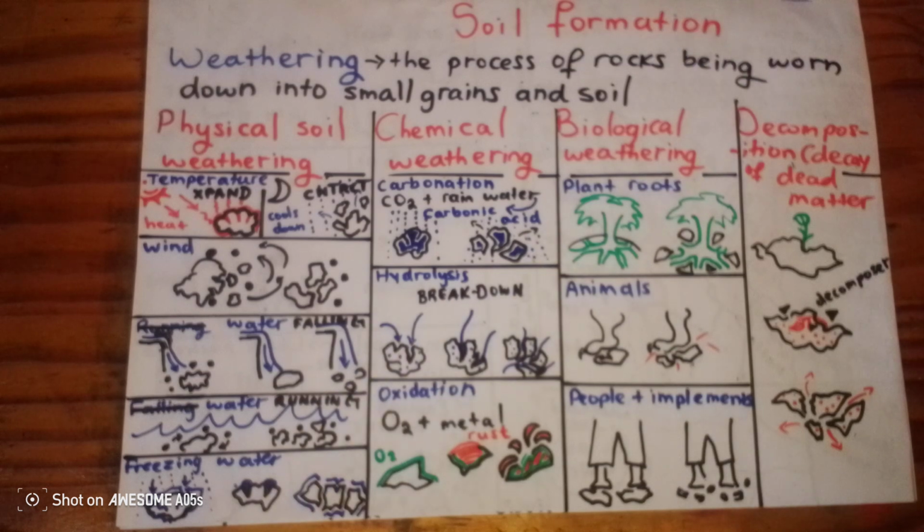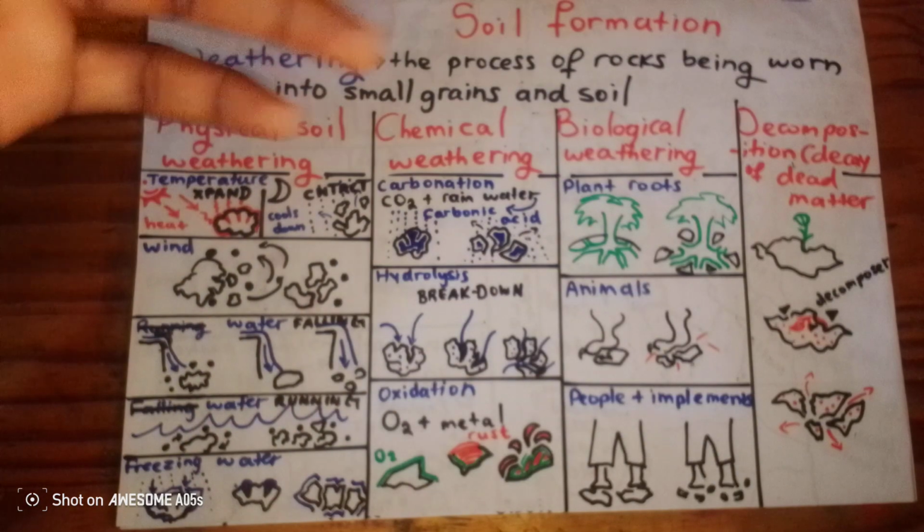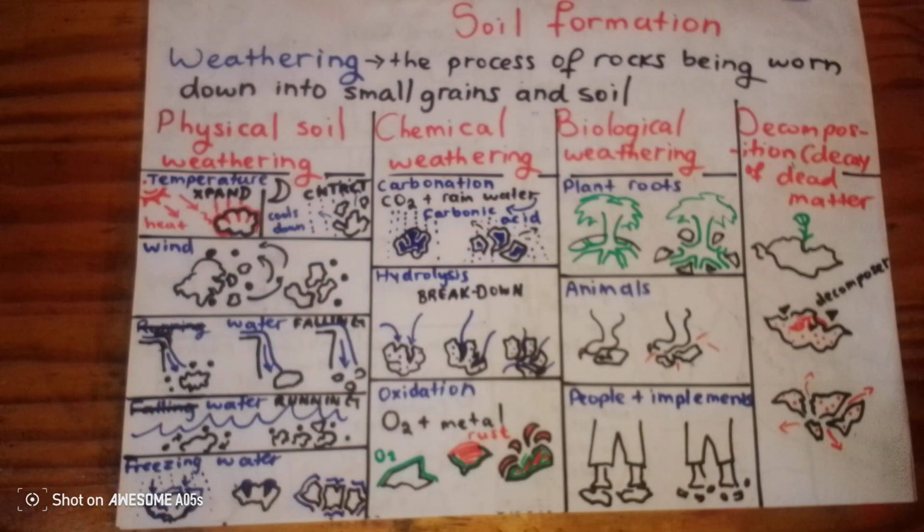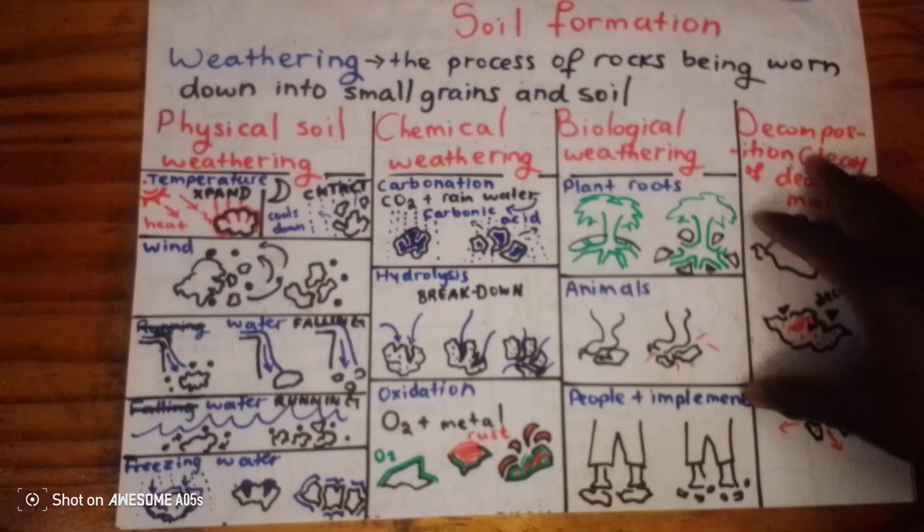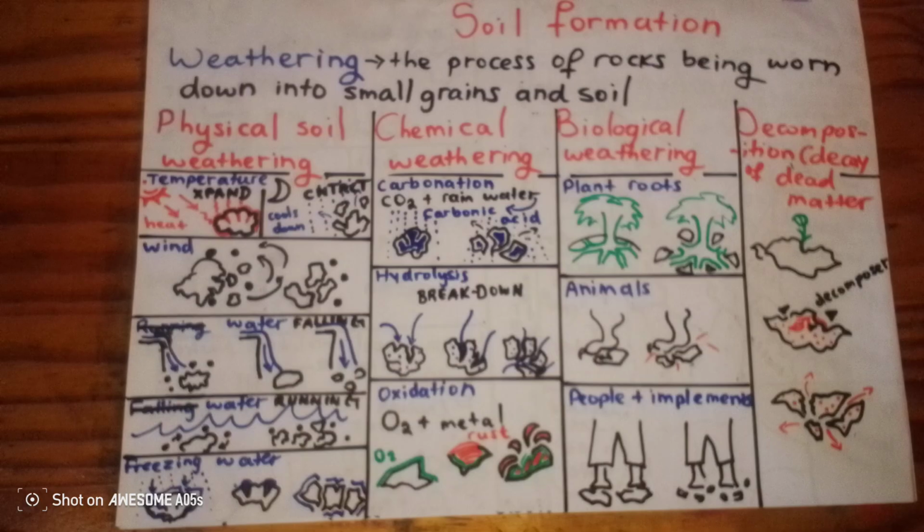Good. Anyways, we have different forms of weathering. So we have physical soil weathering, we have chemical weathering, and we have biological weathering. And then we also have decomposition, which also contributes to soil formation. So we will examine each of these processes individually. All right, so we start with physical soil weathering.